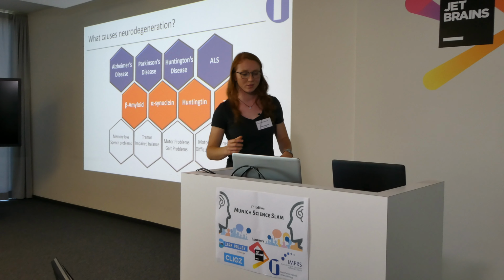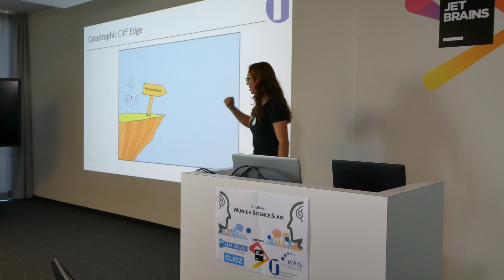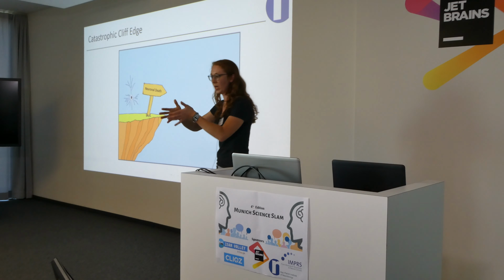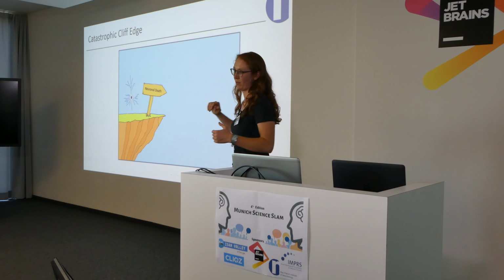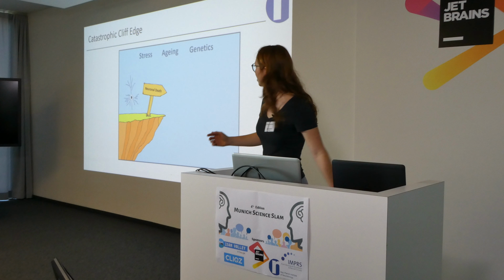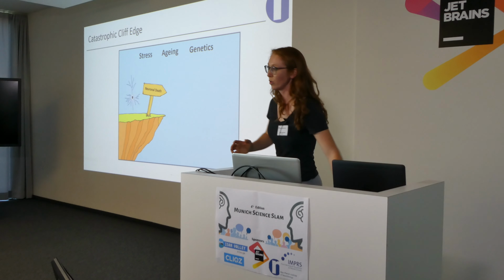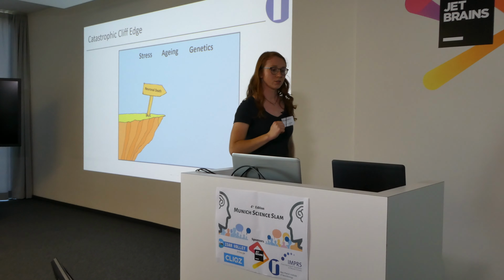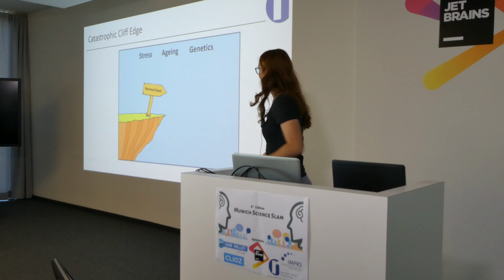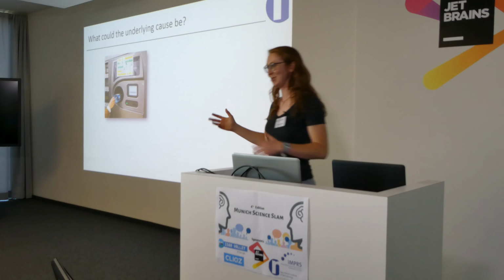Of course, I'm not the only one that thinks like this, and in one paper I read, they described it nicely like this, that you can think of these vulnerable populations of neurons as standing on a catastrophic cliff edge, and they just need a slight push from stress or aging or genetics to topple those neurons over that cliff edge and into neuronal death. So what could one of those factors be pushing those neurons over that cliff edge? Well, recycling. Well, more specifically, protein degradation and recycling.